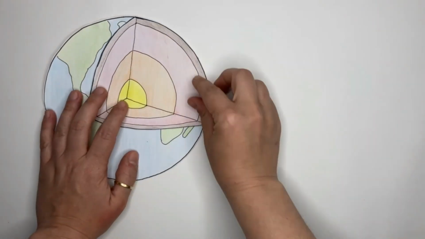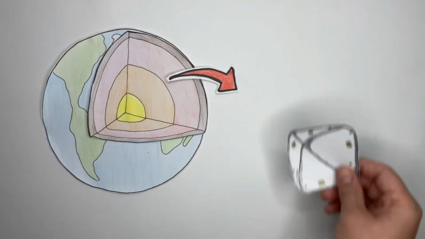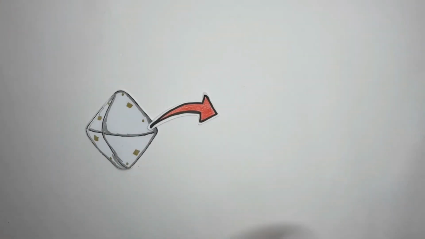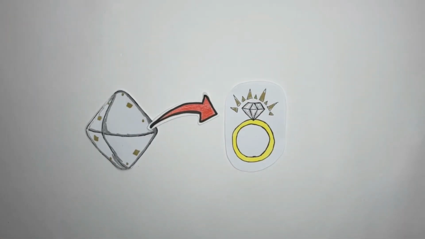In summary, we can confirm that diamonds are great tools to see what's going on inside the Earth. I am pretty sure that you'll never see your diamond jewel the same way, right?